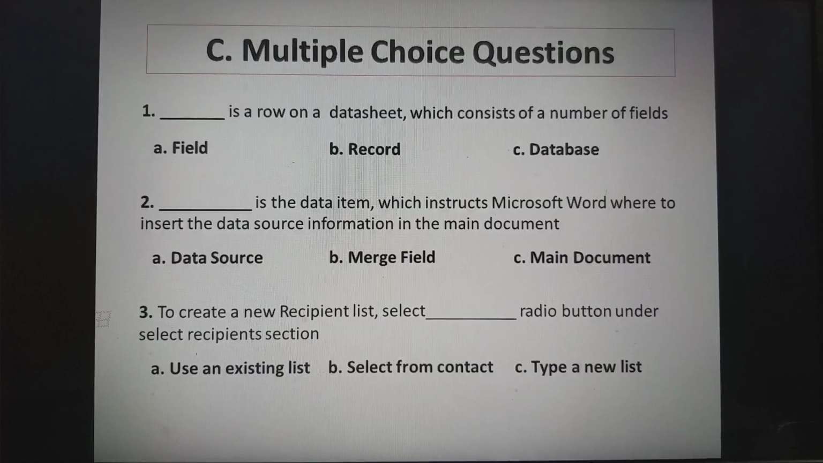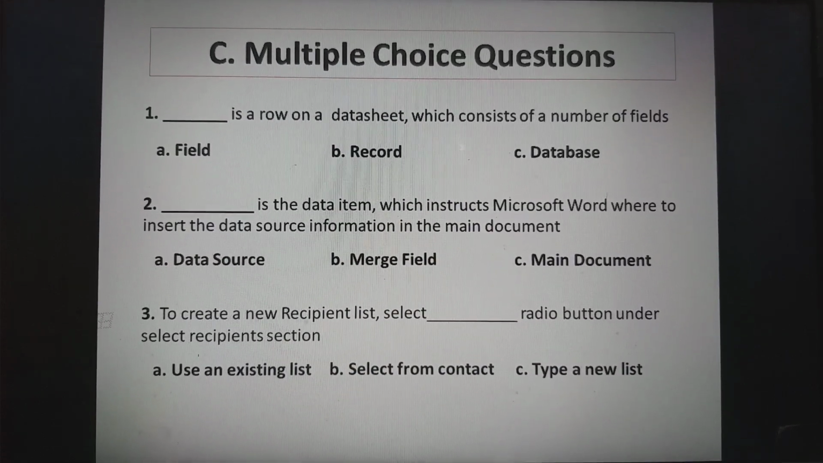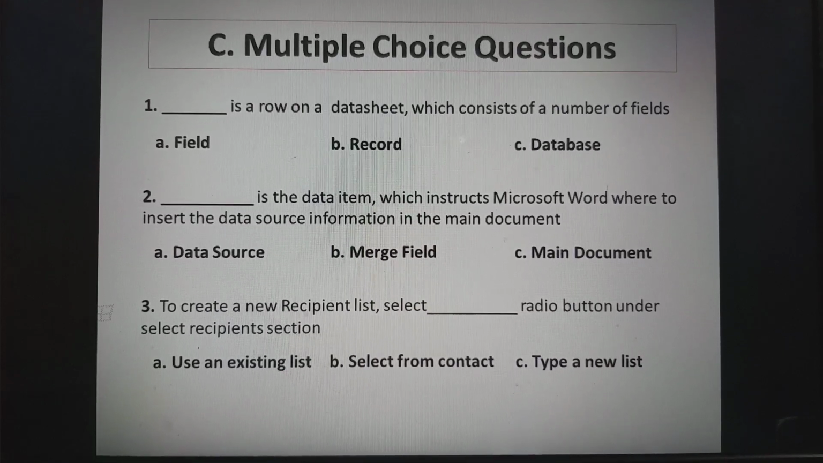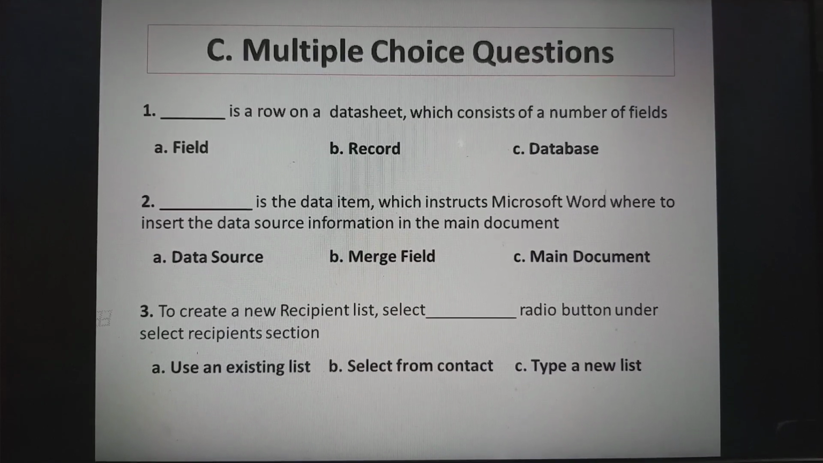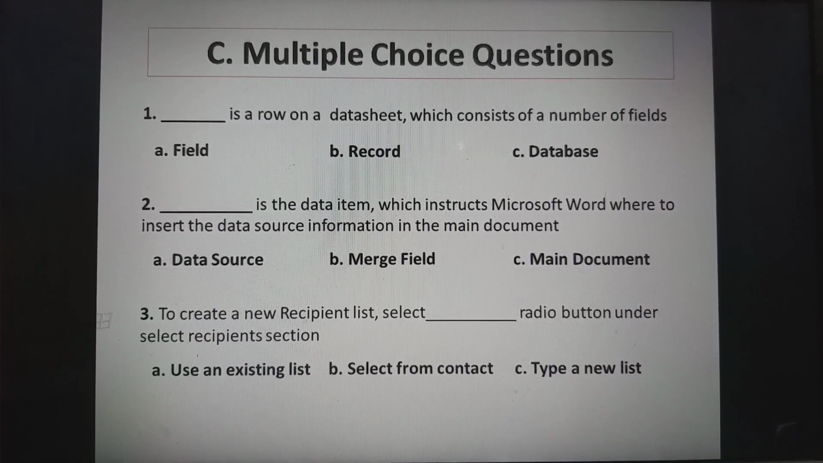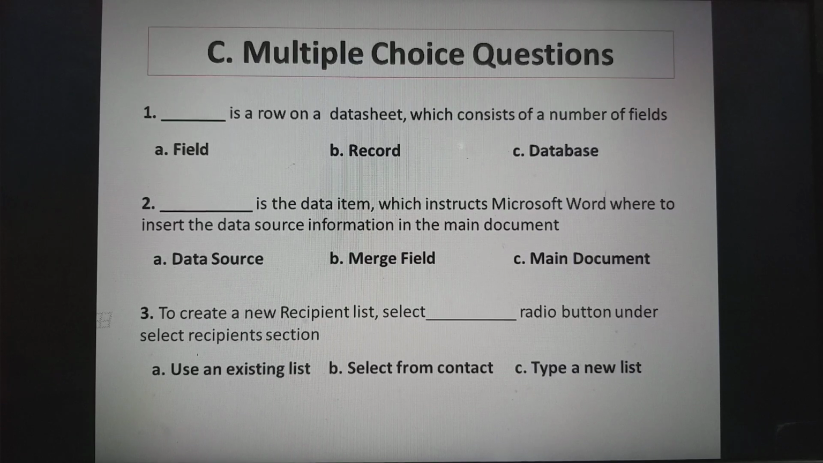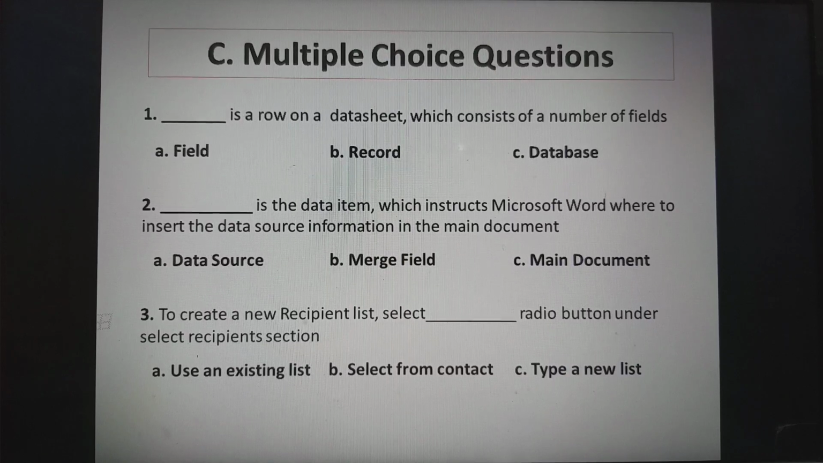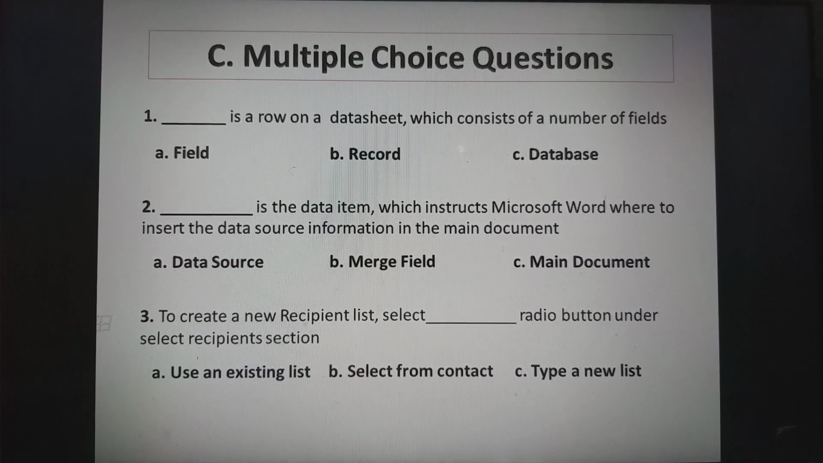Okay. Now we will do multiple choice questions. Now see number 1. Dash is a row on a data sheet which consists of a number of fields. The options are field, record, database. So the correct option is B, record. Because a row on a data sheet is a record, which consists of a number of fields.